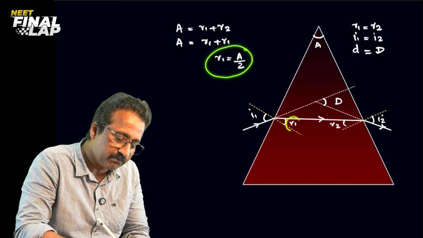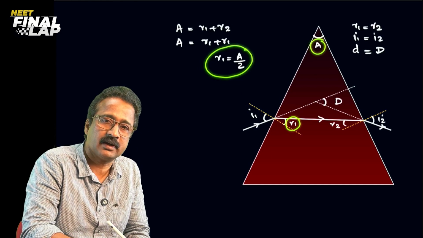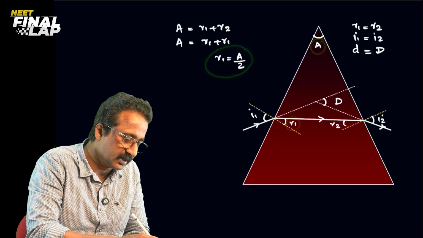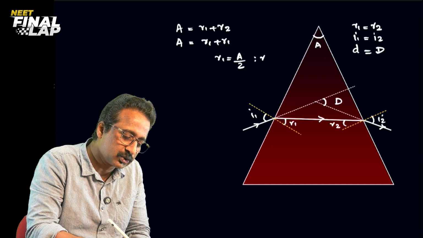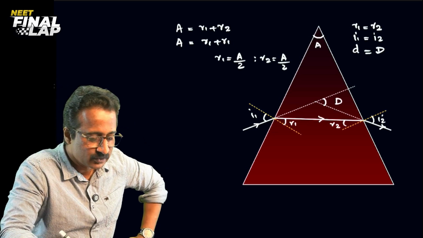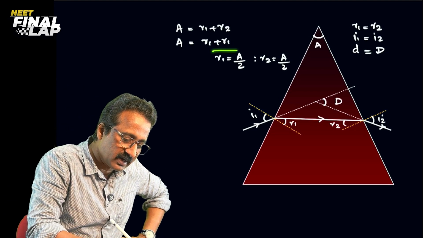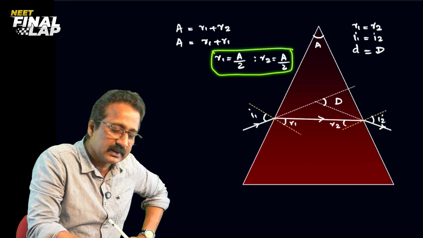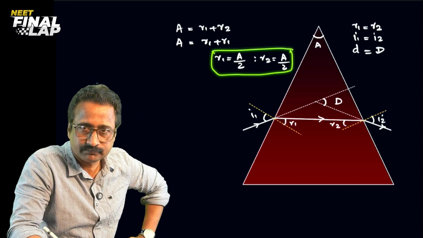This is the R1 value. Similarly, when you come to R2, that also will be equal to A by 2, because R1 and R2 are equal when light rays are symmetrical. So this equation is also very important. When R1 and R2 are equal, they will be certainly equal to A by 2.